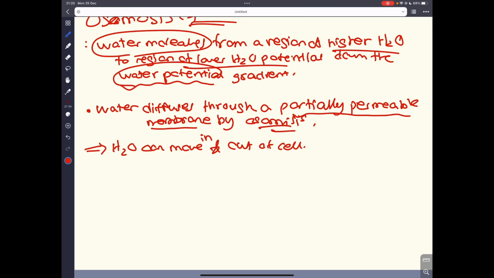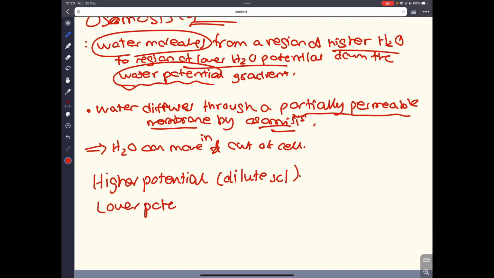A higher water potential means that the solution is going to be really dilute. There are more water molecules in that solution, which means it is dilute. If there's lower water potential, there are fewer water molecules inside there, and we see it is a concentrated solution.